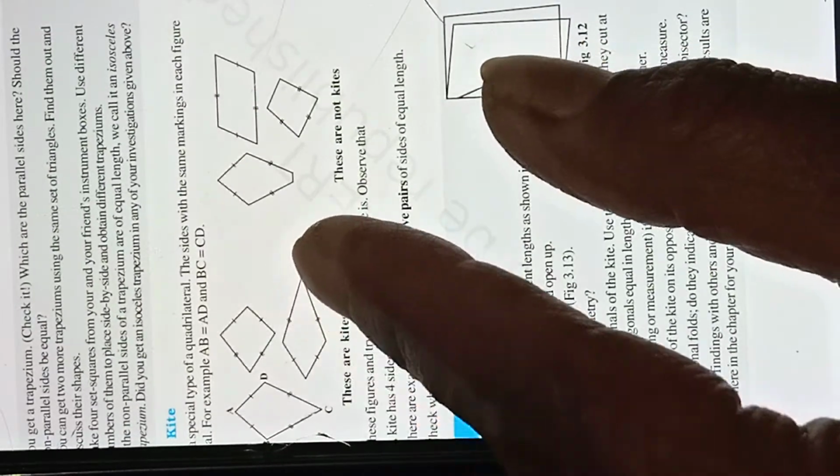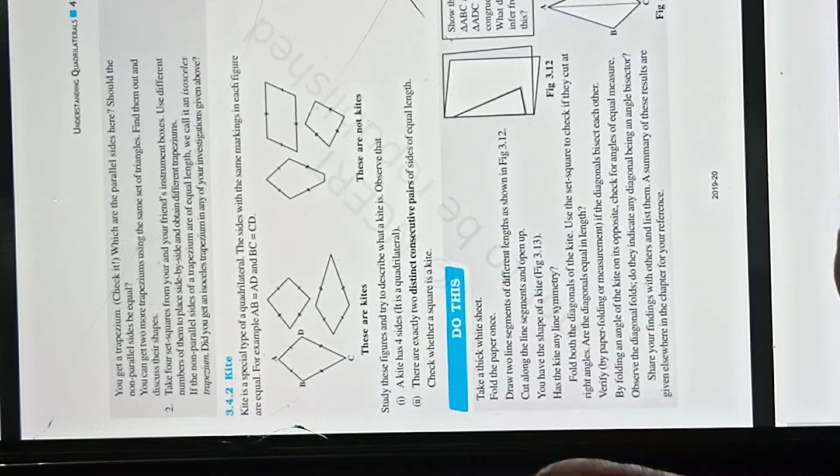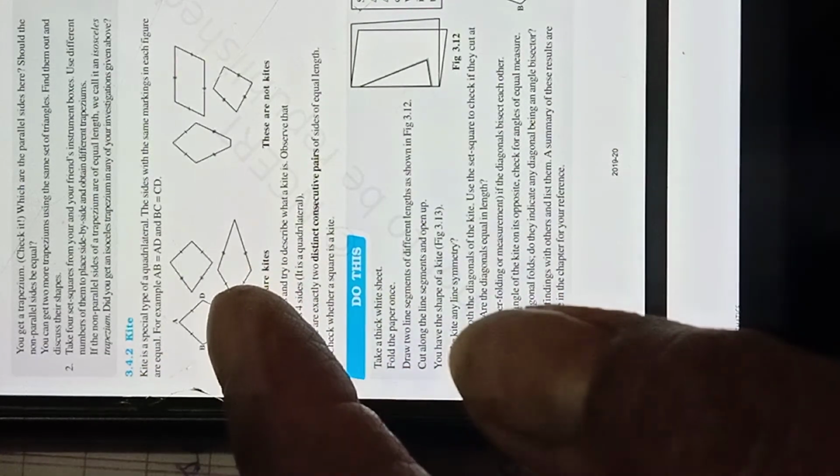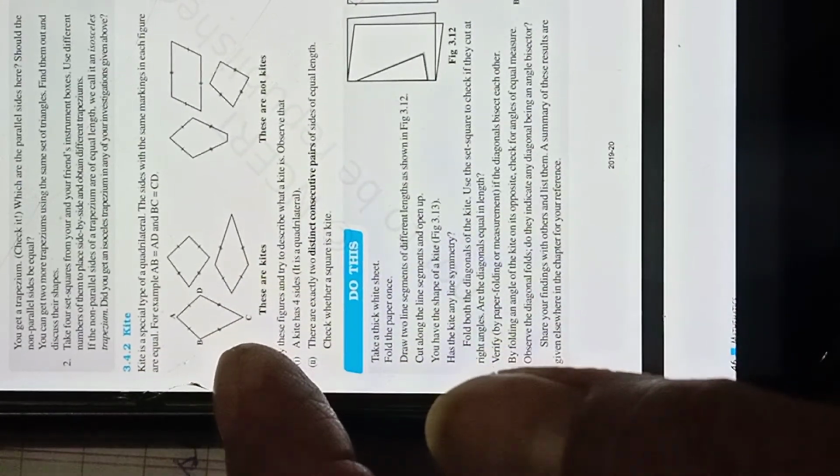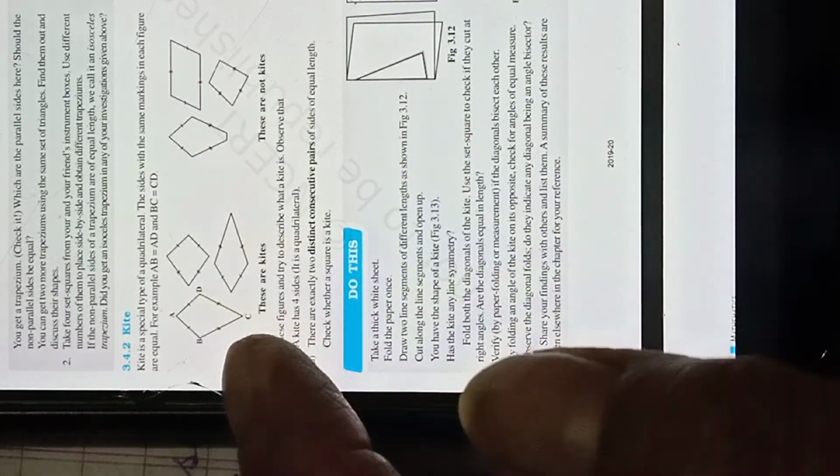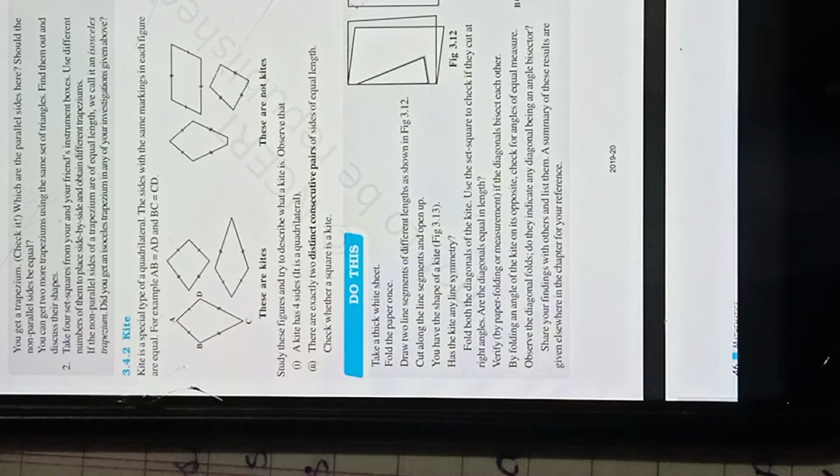Okay, so kite, children, out here they've shown you. A kite is that kind of quadrilateral in which the adjacent sides AB and AD will be equal. So you see they've shown you the equal to sign there, and another adjacent pair is BC and CD. They've shown you these two equal. So you can very clearly observe that the adjacent pairs will be equal to each other. Then this kind of quadrilateral is known as a kite.